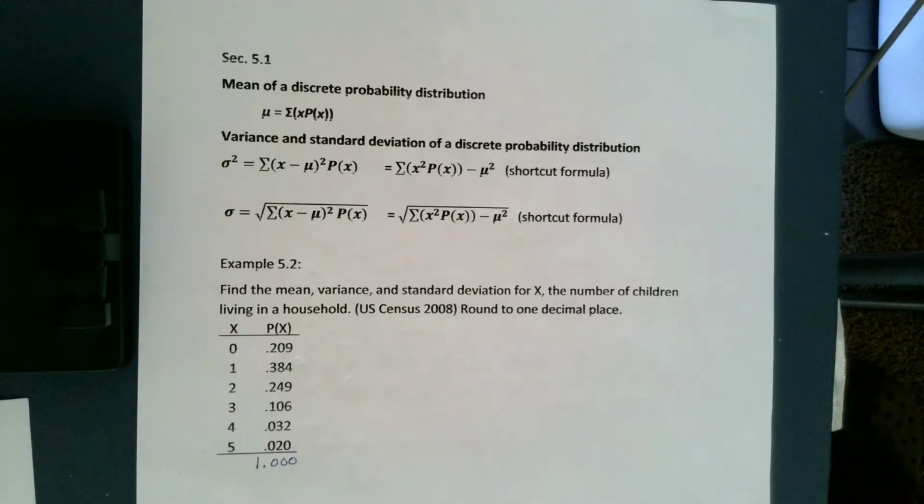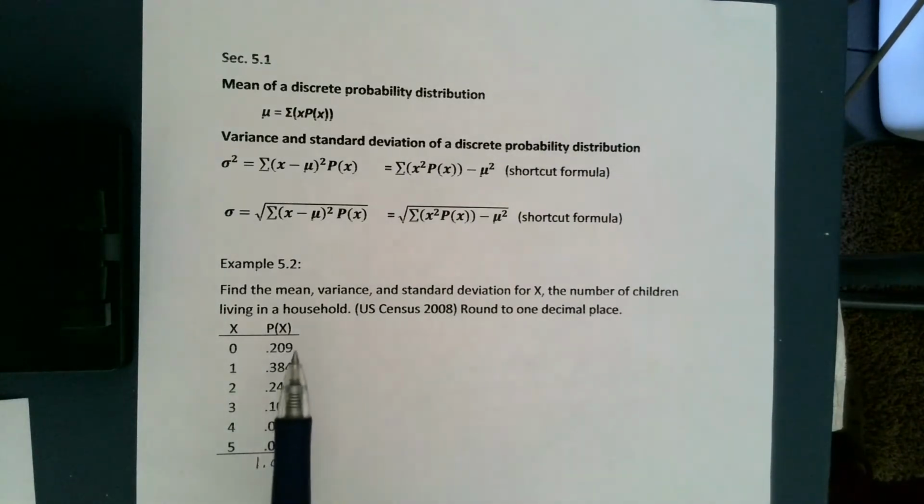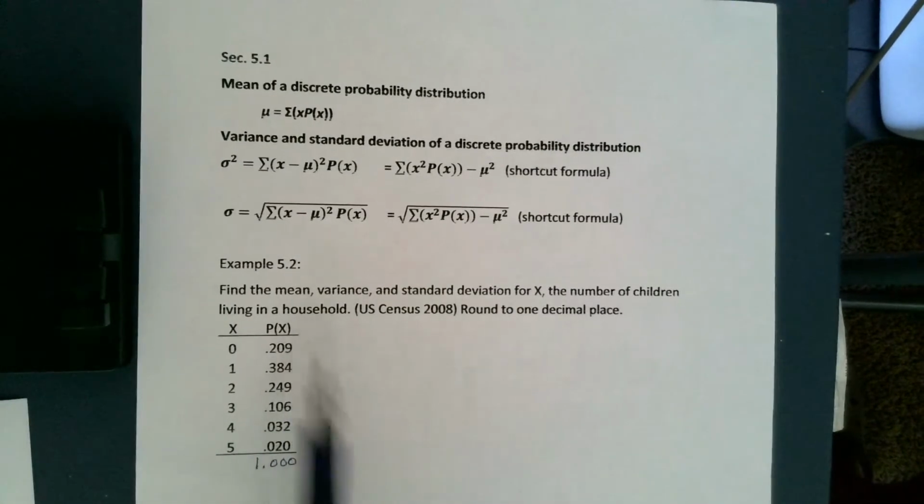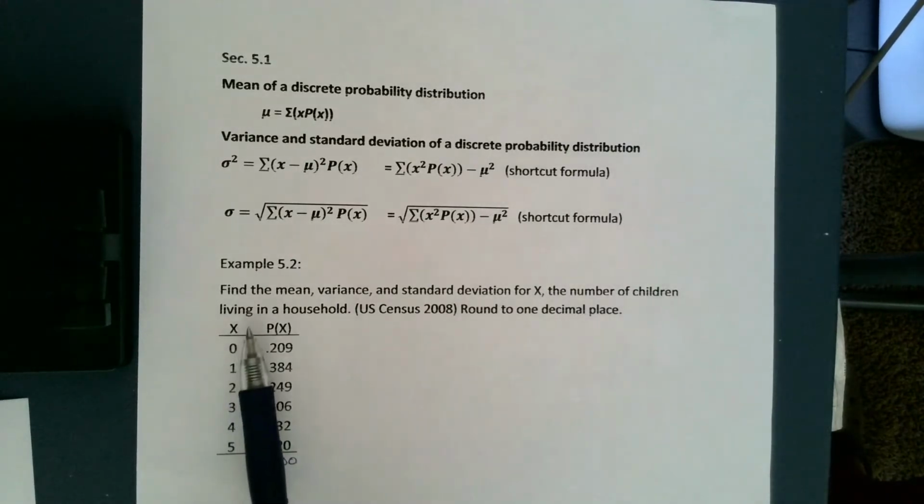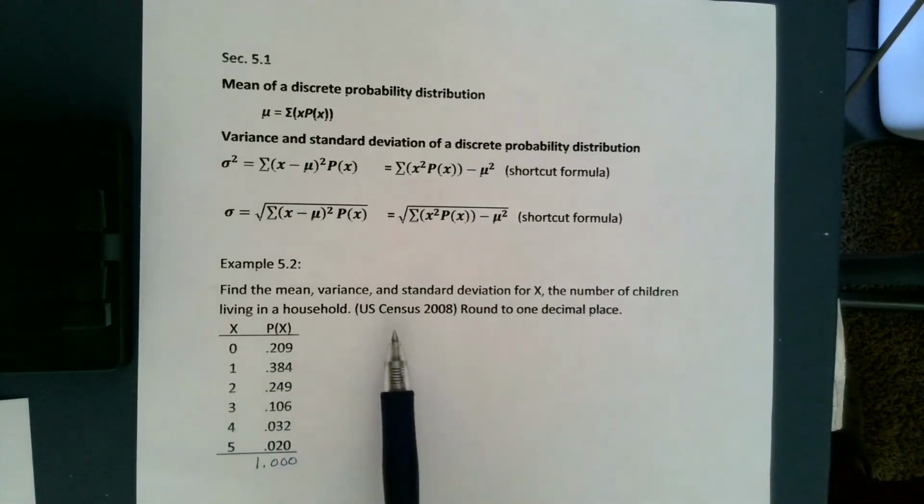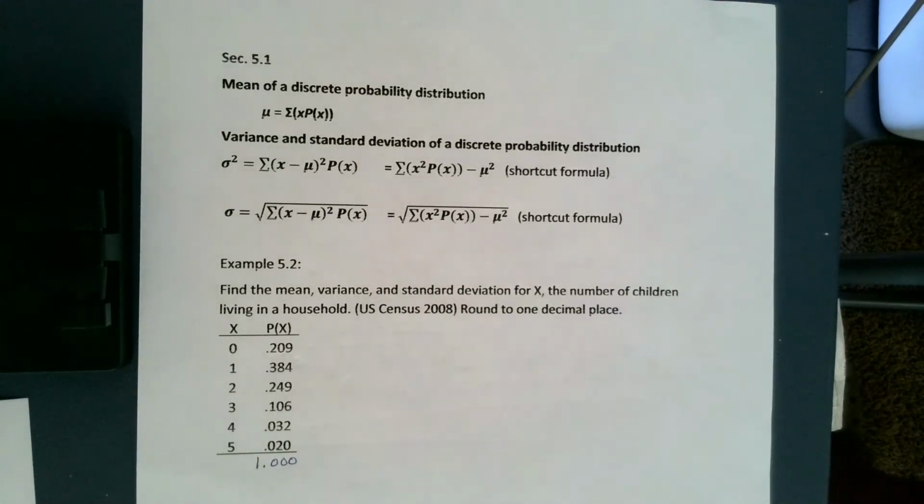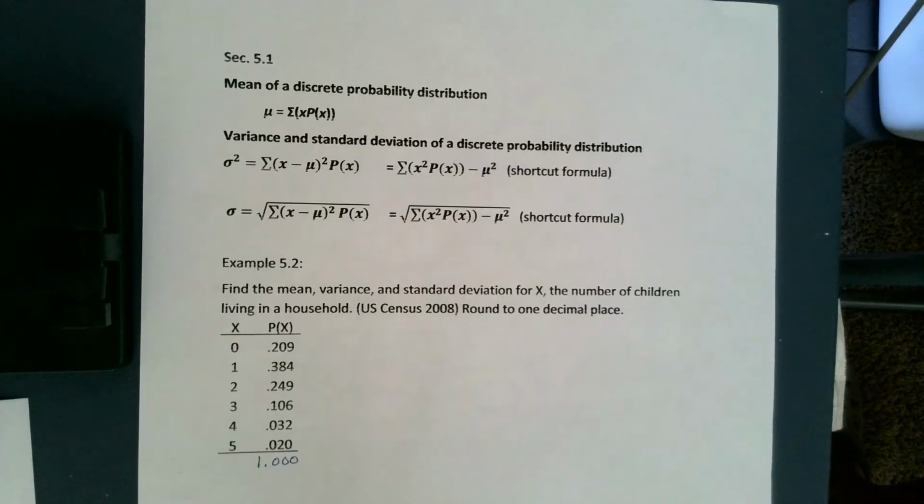we will learn how to calculate the mean, variance, and standard deviation for a discrete probability distribution. So we will complete these calculations using example 5.2, in which X is the number of children living in a household in the United States as of 2008. So we will begin and calculate the mean number of children.